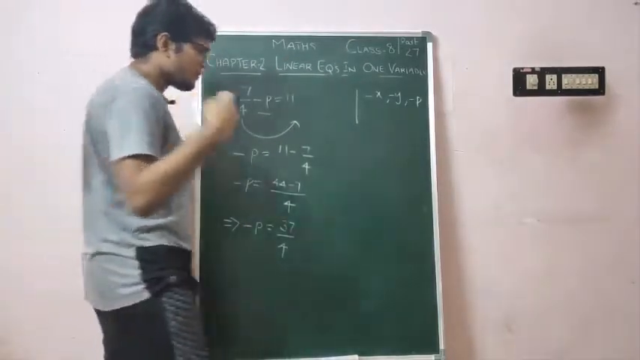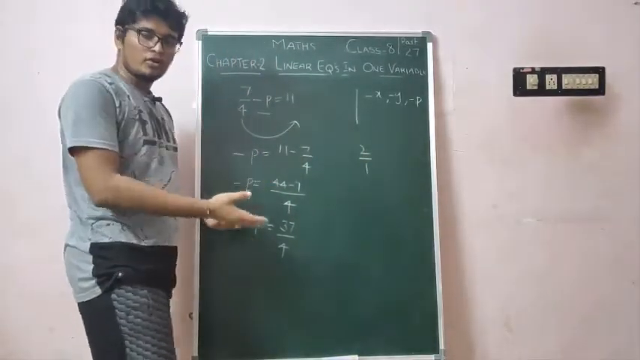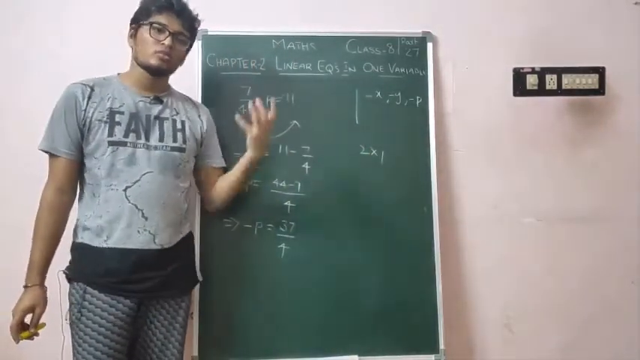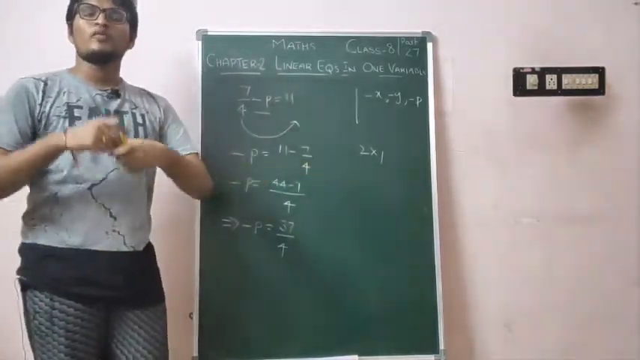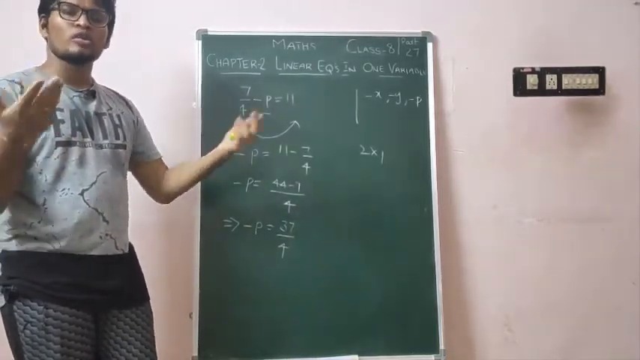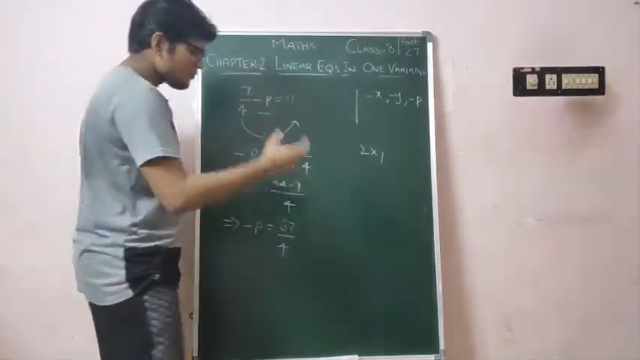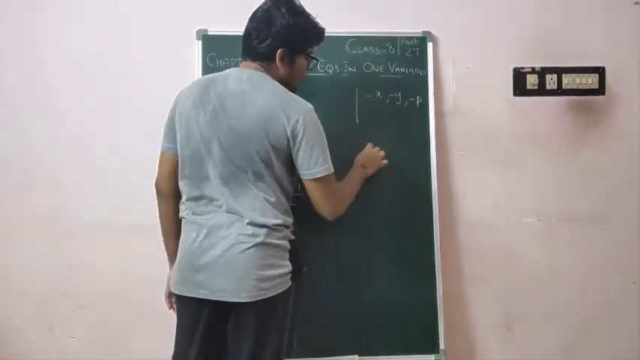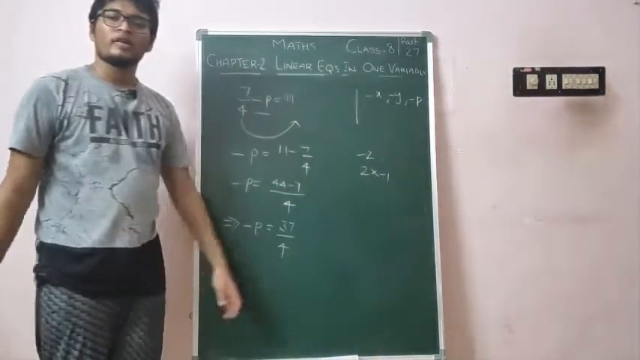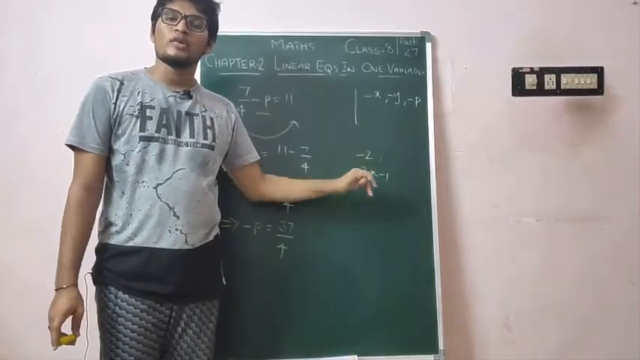What does that mean? For example, 2 is the same as 2 by 1 as a rational number. In the same way, 2 divided by 1 is 2, and 2 multiplied by 1 is also 2. So if you multiply any number by 1, it stays the same, and we don't need to represent it. Now, 2 into 1 is 2, and 2 into minus 1 is minus 2. So the representation of minus 2 is 2 into minus 1.